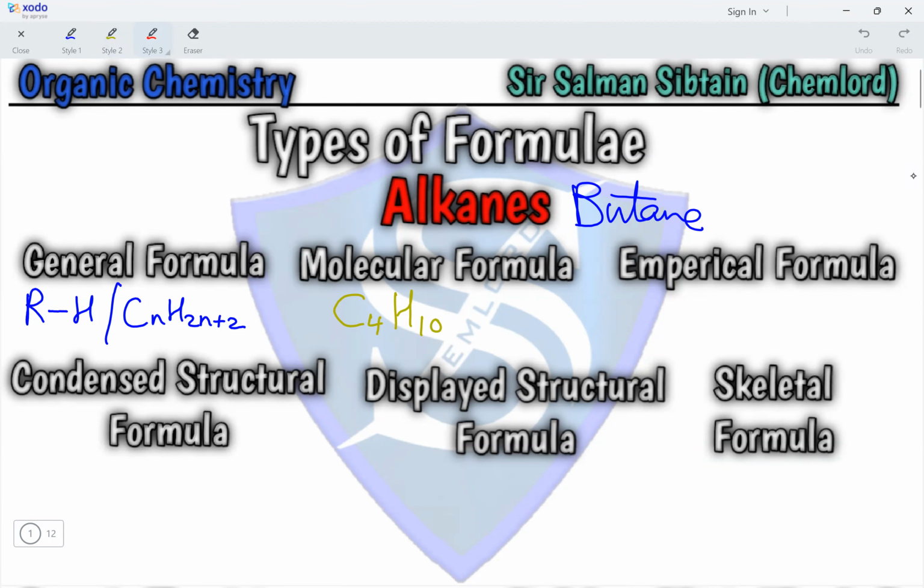Now looking at the empirical formula. The empirical formula is the simplest ratio of the elements in the compound. So C4H10 can be simplified as C2H5.